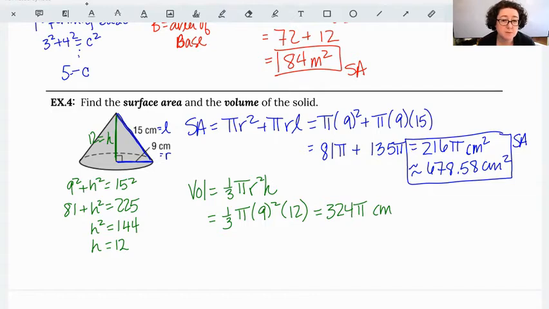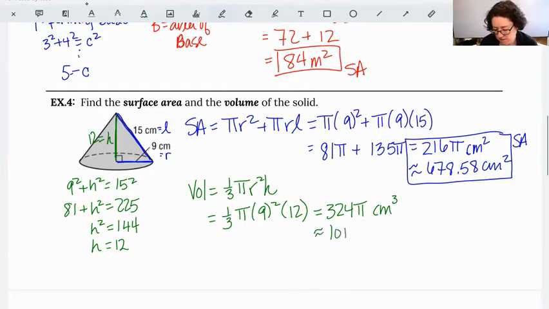Now think about what we multiplied together for volume, which is a variation on length times width times height. It's 3 dimensions, 3 measures being multiplied. So our units are cubed. And again, if we wanted a decimal answer for this, we can just plug it straight in.